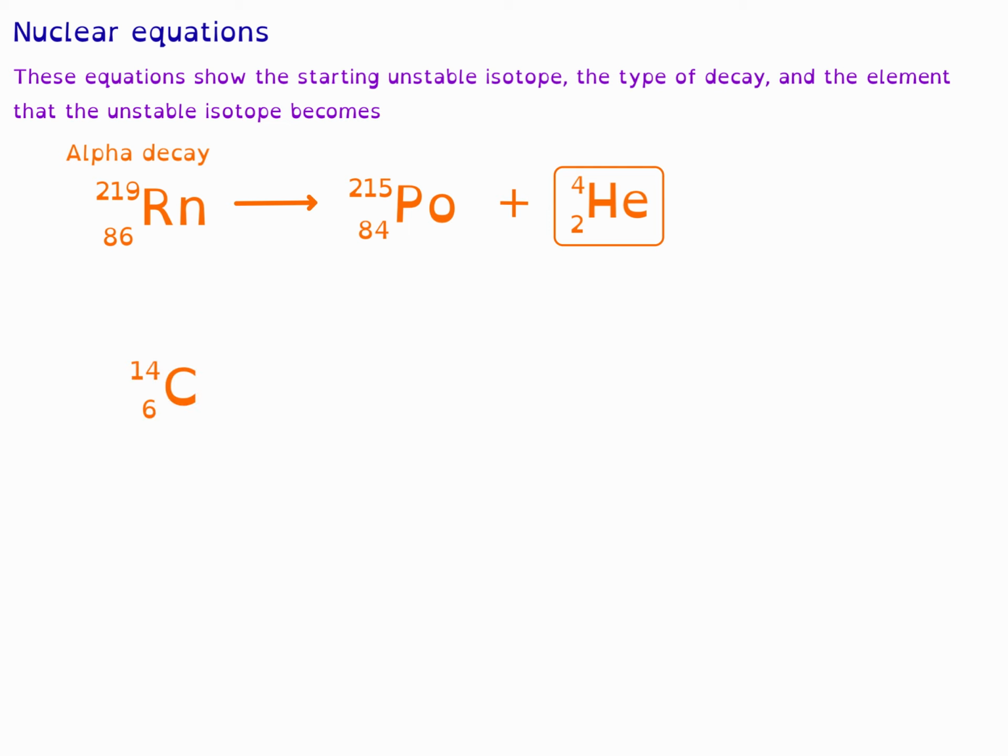Carbon decays by beta decay. In beta decay, a neutron decays into a proton and an electron. The proton is kept in the nucleus and the electron is given out. This is a beta particle. This is the symbol for a beta particle.